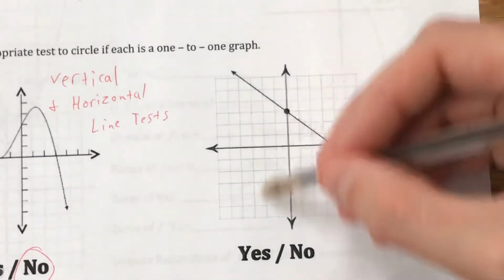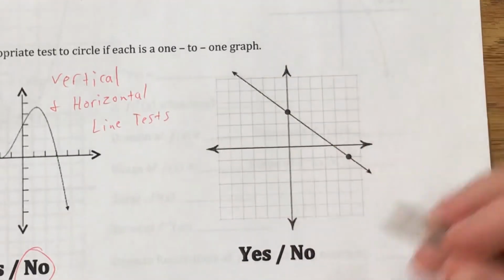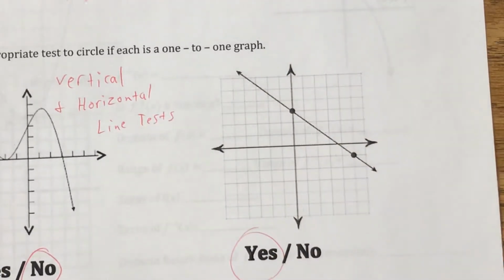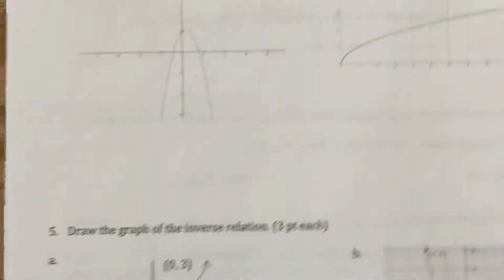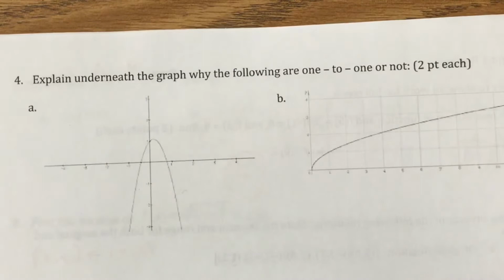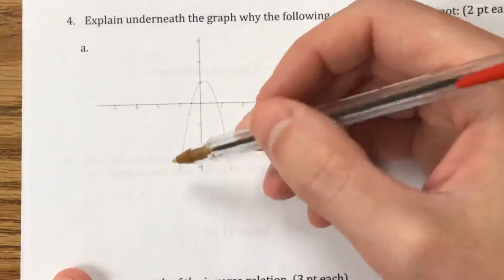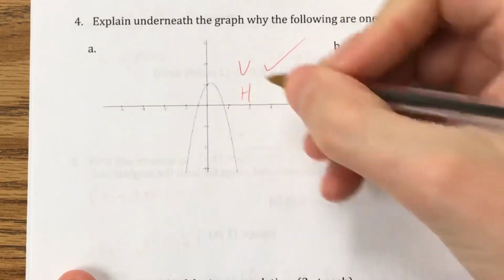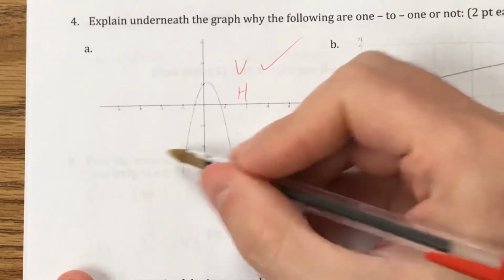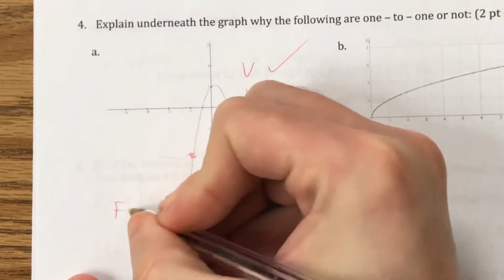Over here, it does pass a vertical line test. It also passes a horizontal line test. So it would be 1-to-1. And moving on to the next page. Explain underneath the graph why the functions are 1-to-1 or not. Well, I basically said it already. This one, does it pass the vertical? Yes. Does it pass the horizontal? Not so much. It would hit twice right there. So it fails the horizontal line test.